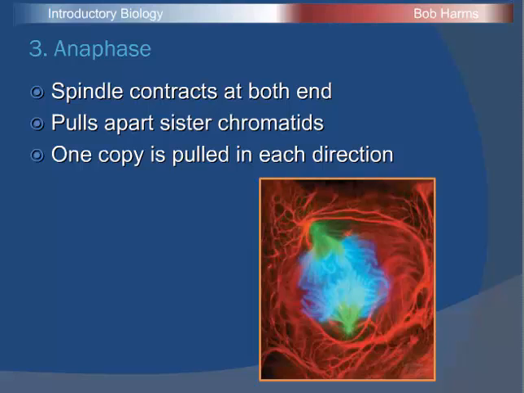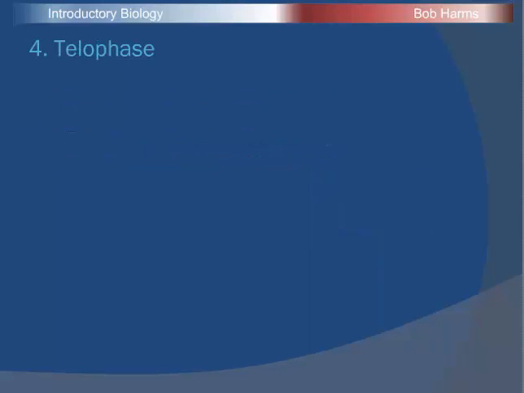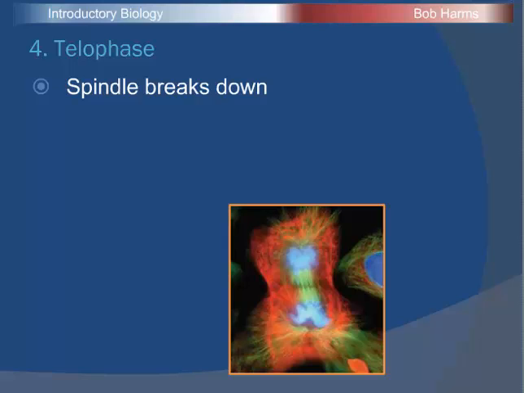And here in the picture we can see that our spindle is contracted. We can see our two piles of DNA, basically our two identical sets getting pulled in opposite directions. Eventually each set of DNA is going to become the nucleus of the new daughter cells. Our final stage of mitosis then is telophase.